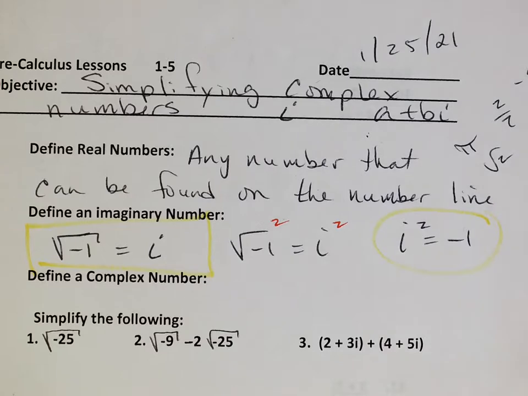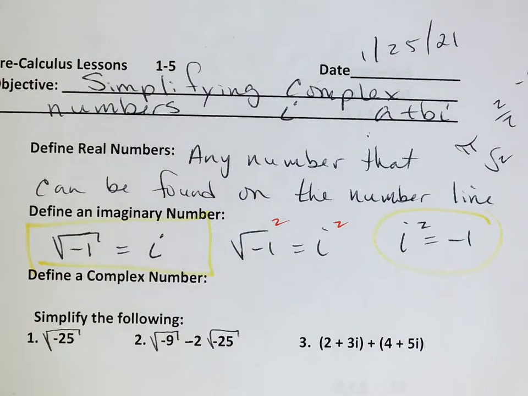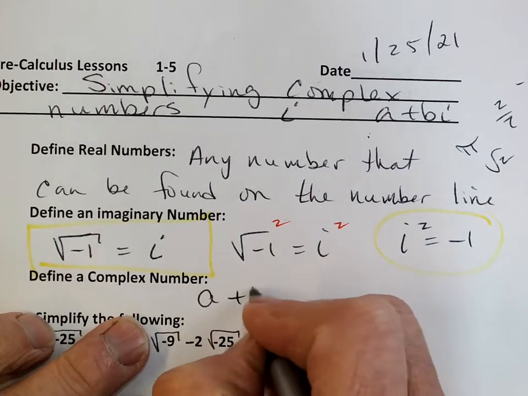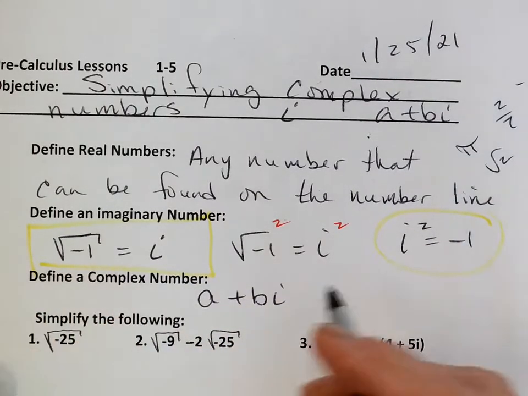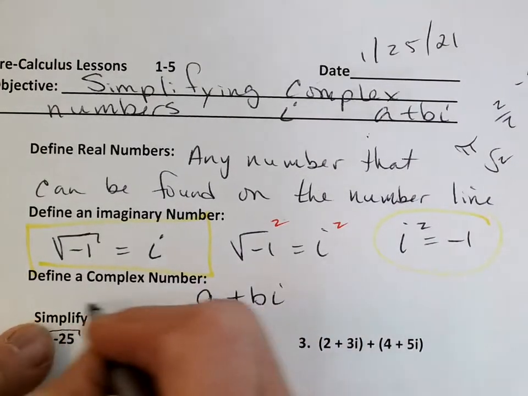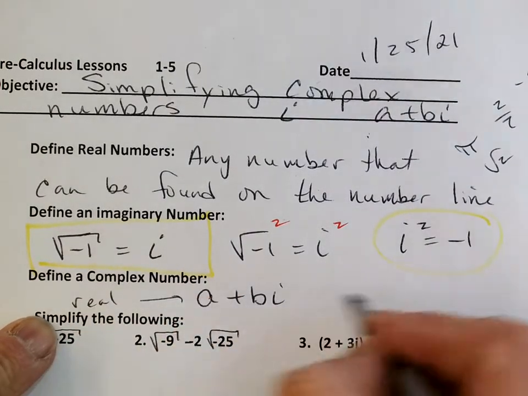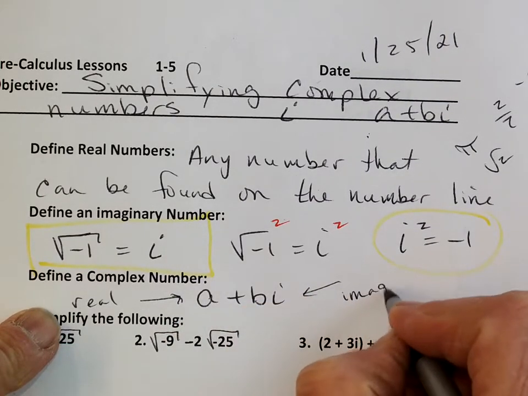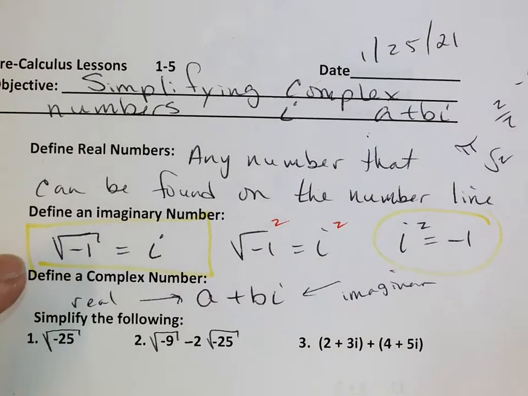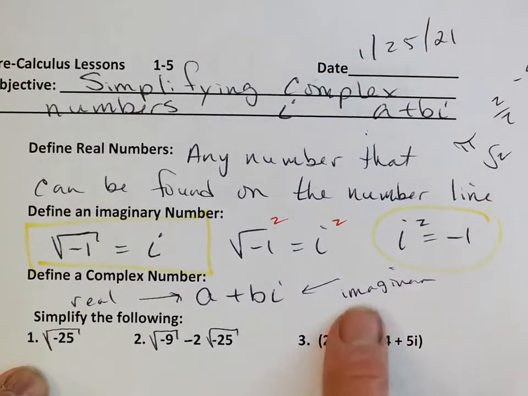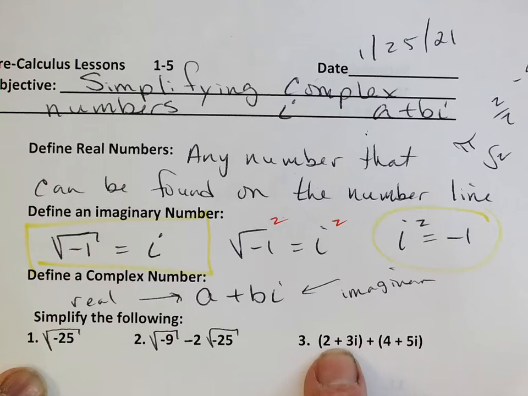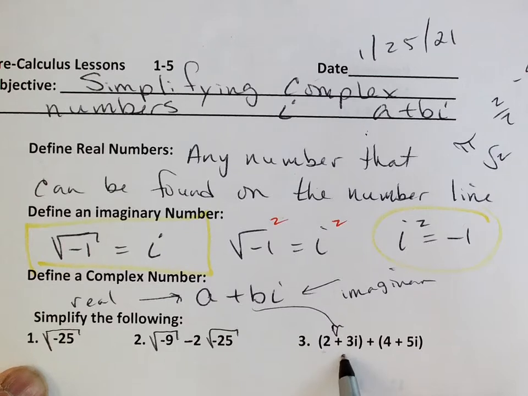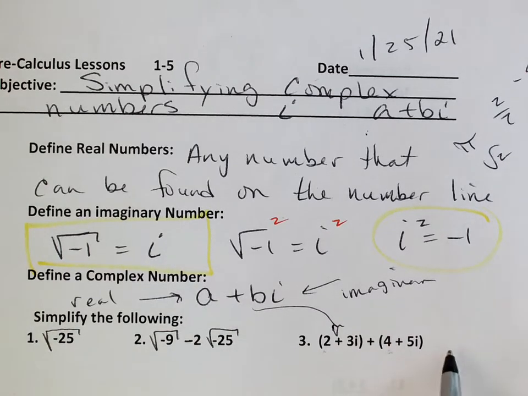Now, a complex number, it's complex. It's like a crazy relationship between a real number and an imaginary number. That's a complex number. It has a real part, and it has an imaginary part. An example would be a complex number: it has a real, 2 plus 3i. That's a complex number. 4 plus 5i. It's really pretty simple.